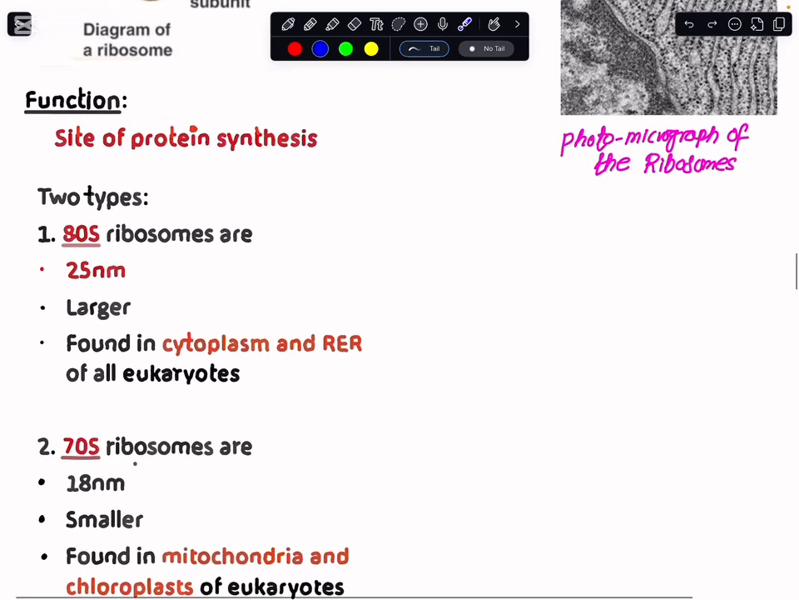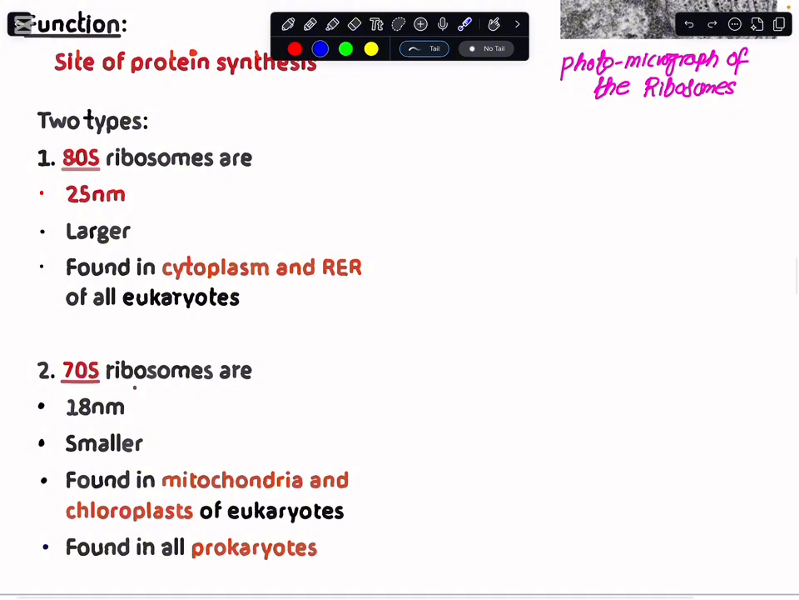Overall, we split these ribosomes into two distinct types. We have some large ribosomes, the 80S ribosomes, and then we have the small ribosomes, the 70S ribosomes. So there are some differences among them that we need to look at. These 80S ribosomes by size are 25 nanometers in diameter, and compared to the 70S ribosomes they are larger. Where they are located, they are found within the cytoplasm, and they are available on the membrane of the rough endoplasmic reticulum.